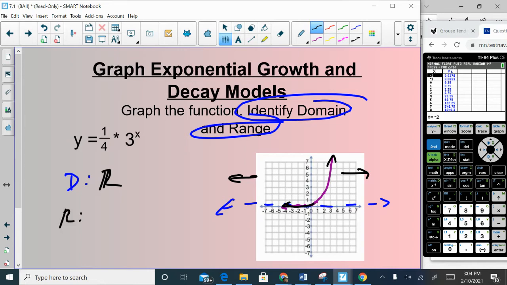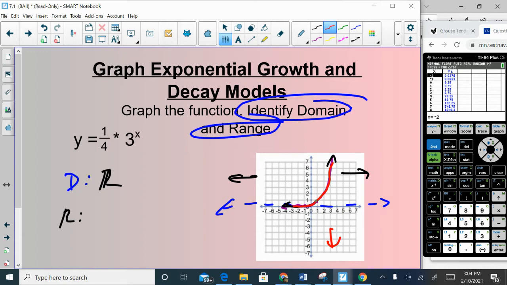The range, however, is always going to be limited. This particular graph, because of this asymptote, and we know this asymptote exists, we know that this graph is approaching that y value, but never actually reaching it. We know that this graph is never getting down here into the negatives.